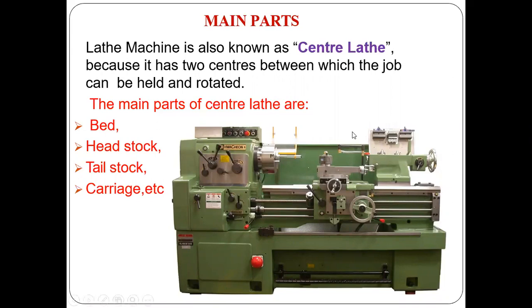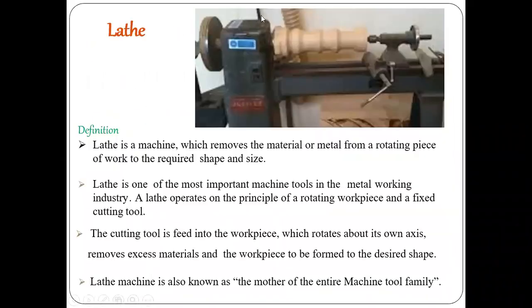Previously you may have seen this in wood cutting. This is the tailstock and this is the headstock. In between, you hold the workpiece, and the headstock rotates by some gear mechanism or belt mechanism. The tailstock is always stationary. As the headstock rotates, the workpiece rotates.